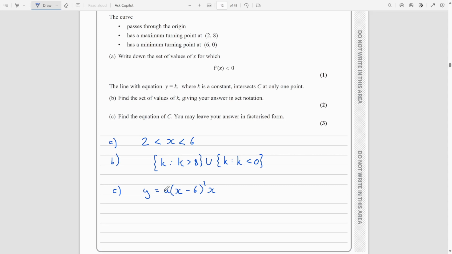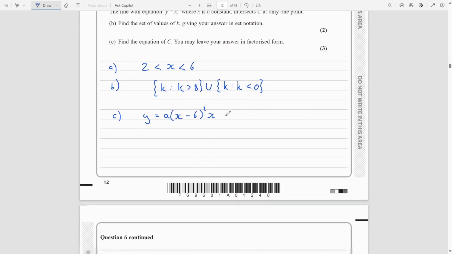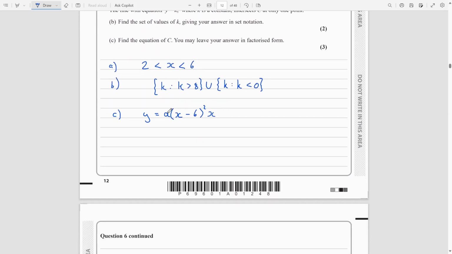Now, that a being bigger would basically stretch the graph out more, and if that a was smaller, it would squash it in. We need to guarantee that it goes through the point (2, 8). So I can just sub in x equals 2 and y equals 8 to work out what a is. So when y is 8, x is 2, so we've got a times 2 minus 6, which is negative, 2 minus 6 squared, and then times 2. So what we have is 8 equals a times negative 4 squared, which is 16, times 2, which is 32.